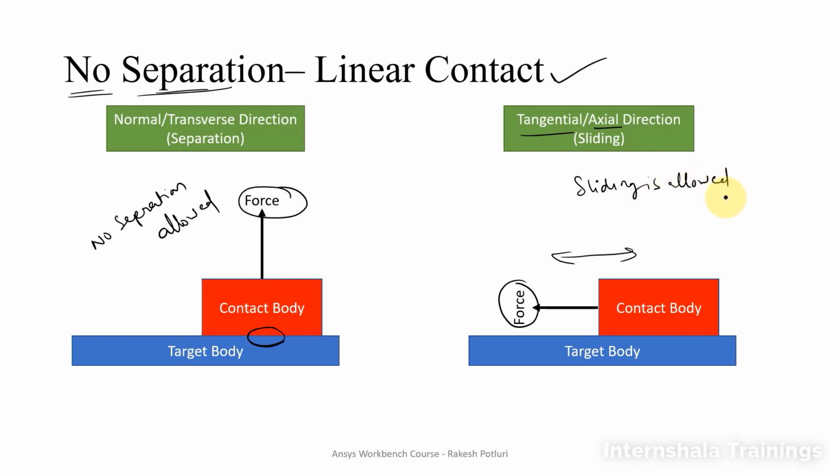So the difference between no separation and bonded contact is, in both the bonded contact and the no separation contact, we cannot separate the 2 bodies. But in bonded contact, we cannot slide the body. Here we allow the bodies to slide over each other. In specific cases, we also use the no separation contact, but in most linear analysis cases, we will go for bonded contact. And remember, the automatic contacts created by ANSYS Workbench by default will be of the bonded type. You have to manually change them to other types if you want to.